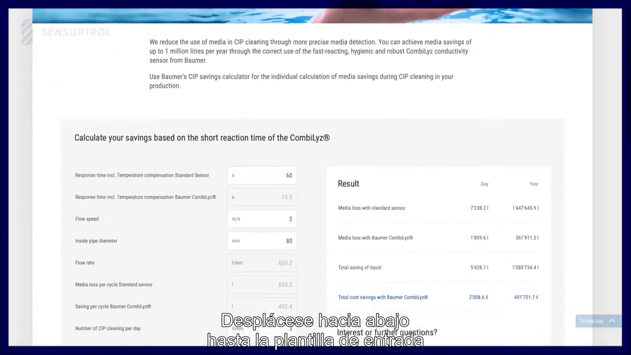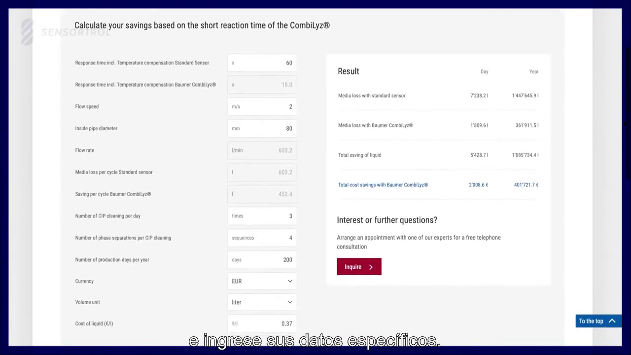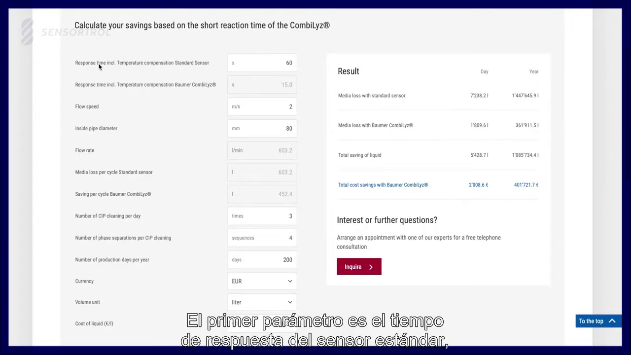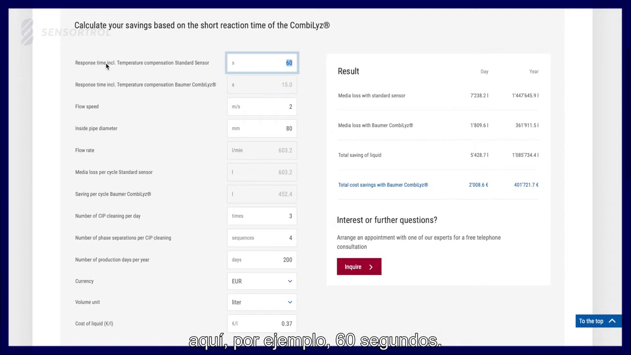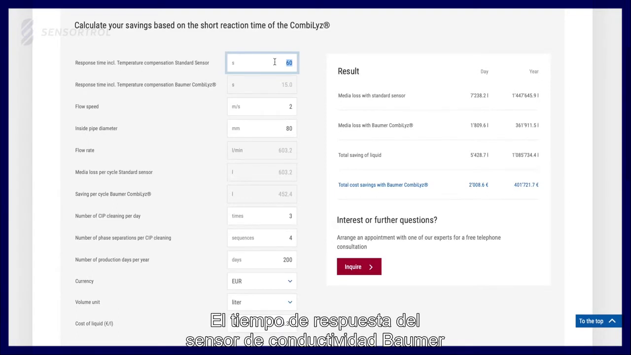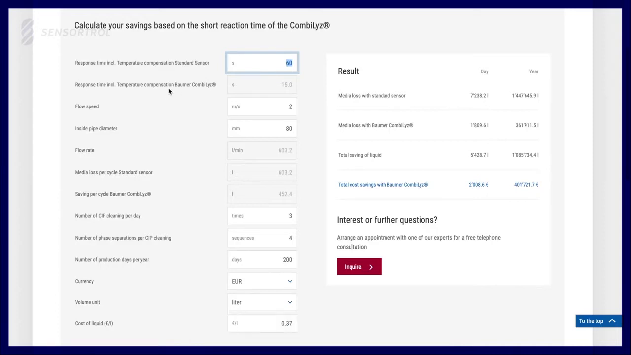Scroll down to the input template and enter your specific data. The first parameter is the standard sensor response time, including temperature compensation. Enter that of the sensor you are presently using. Here, for example, 60 seconds. The response time of the Baumer conductivity sensor is fixed at 15 seconds. You cannot change it.